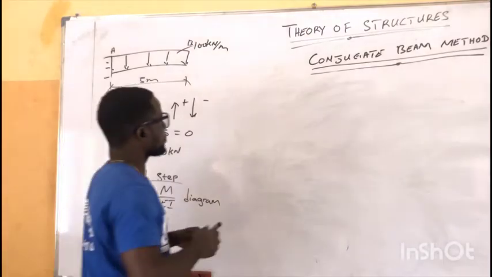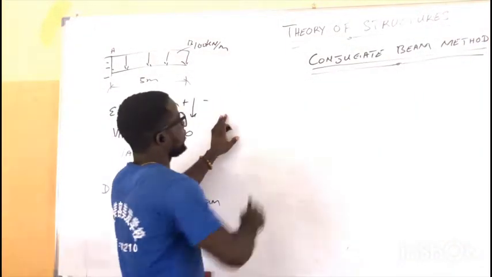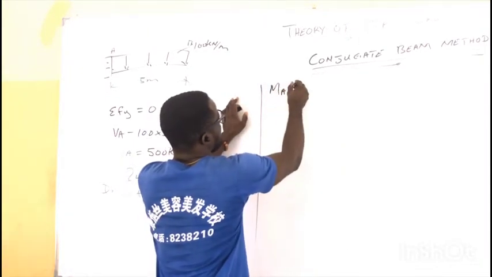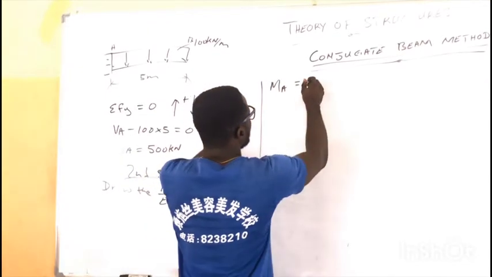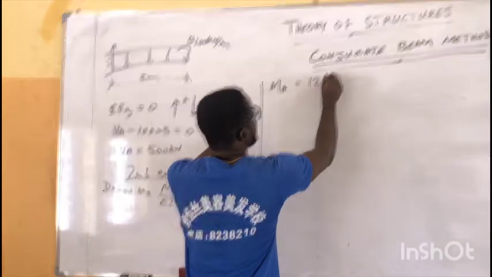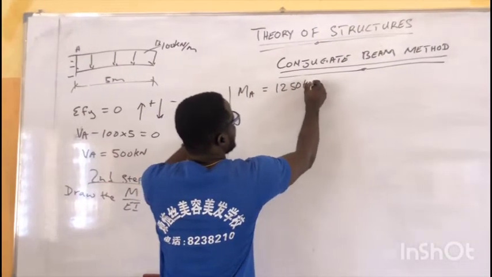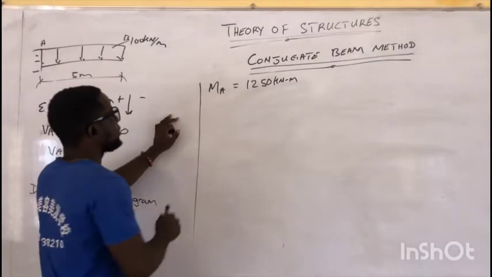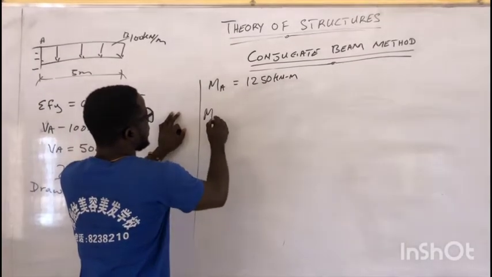So at MA we have 1250. Then I have to calculate the bending moment at the midpoint.